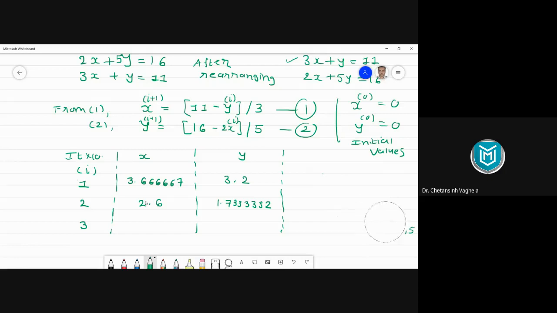The general equations are already there on your screen. What you need to do is put the older values of the previous iteration in equations 1 and 2, and that will give you your next value. So for the first equation, you need to take 11 minus y2. y2 is 1.73332, and then whatever total you have, you divide it by 3. That should be your x3.